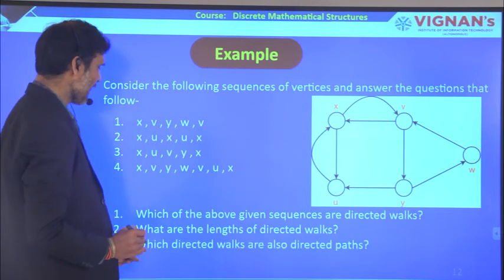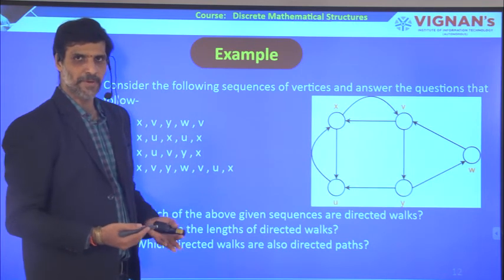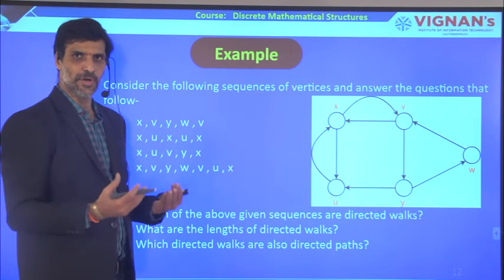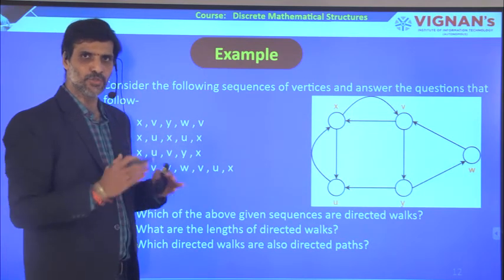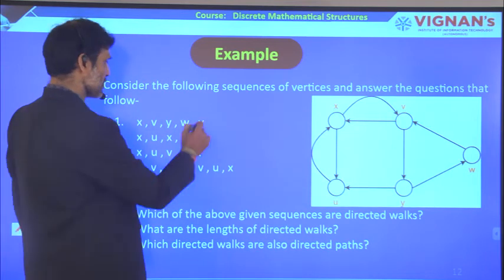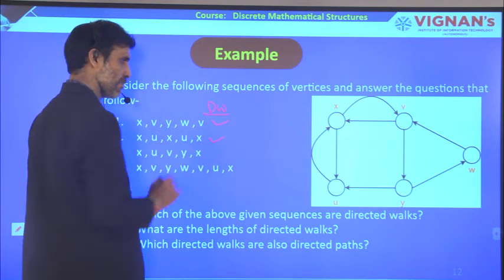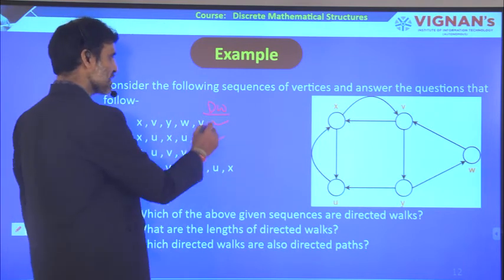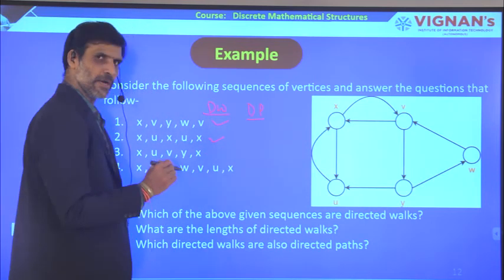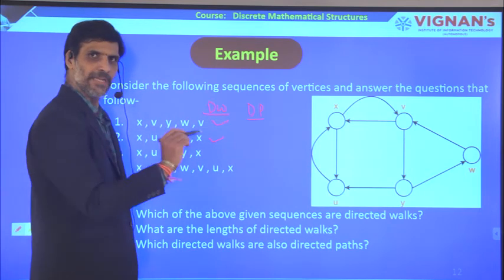Now coming to which directed walks are also directed paths. What is the definition of the directed path? A directed path is one where no edge and no vertex is repeated. So in the case of directed walks, these two are clearly directed walks. DW means directed walks. Now let us check whether they are directed paths or not. According to the definition of a path, no vertex is repeated and no edge is repeated.